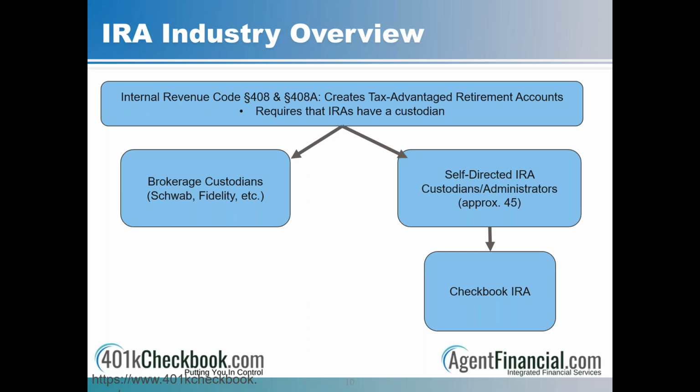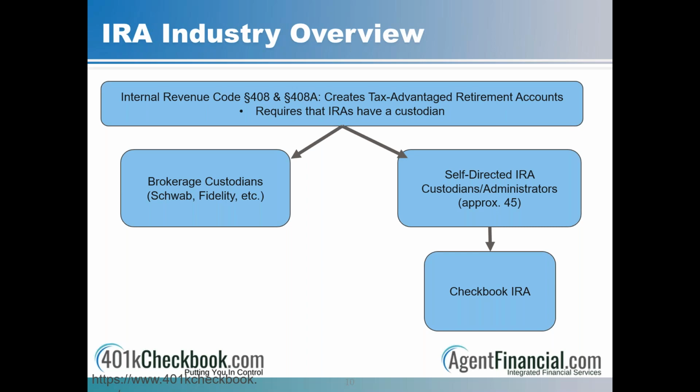And you can see at the top, what we've got is the Internal Revenue Code sections 408 and 408A. Those are the sections of the tax code that describe and create the tax advantages of IRAs, and it stipulates that IRAs must have a custodian. A custodian is a state or federally regulated financial company, such as a bank or trust company.